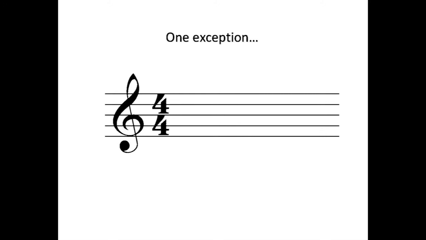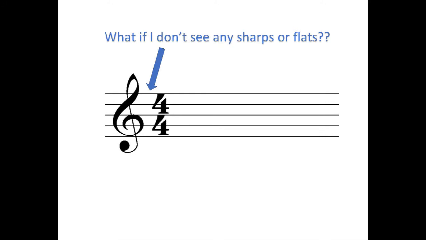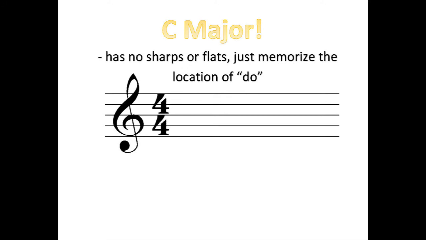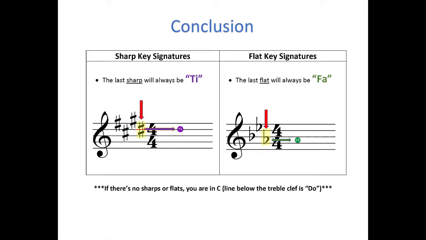There is one exception to both of these rules. What if you don't see any sharps or flats in the key signature? The only key that doesn't follow these rules is the key of C major, which doesn't have any sharps or flats. For this one, you just need to memorize that low do begins on the line below the staff, or that high do is located in the third space. As with the other examples, knowing the location of just one syllable unlocks the location of the rest. This key may already be familiar to you as this is often the first key that students learn in their music education. And it's that simple.